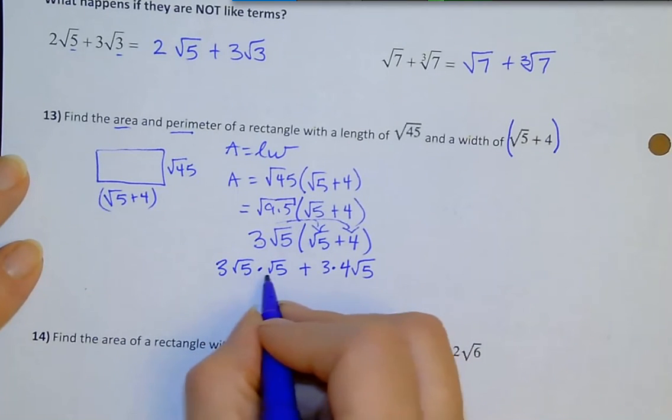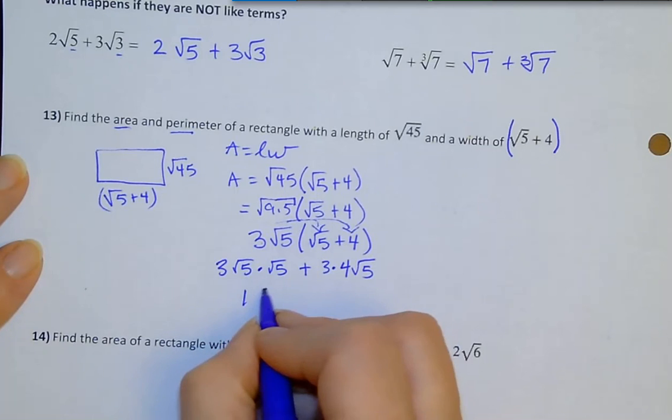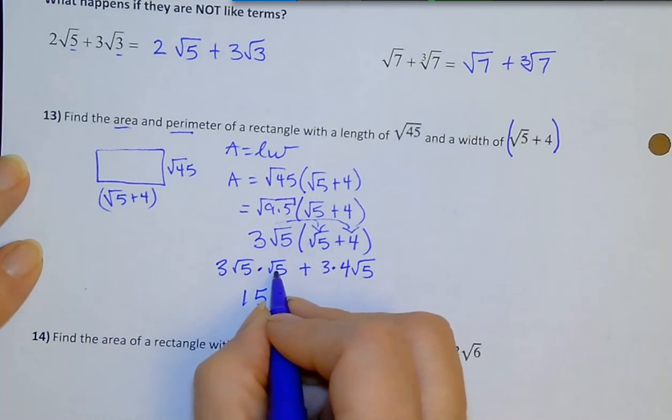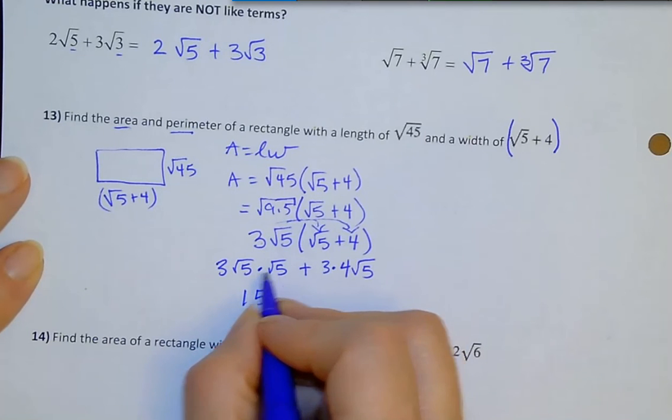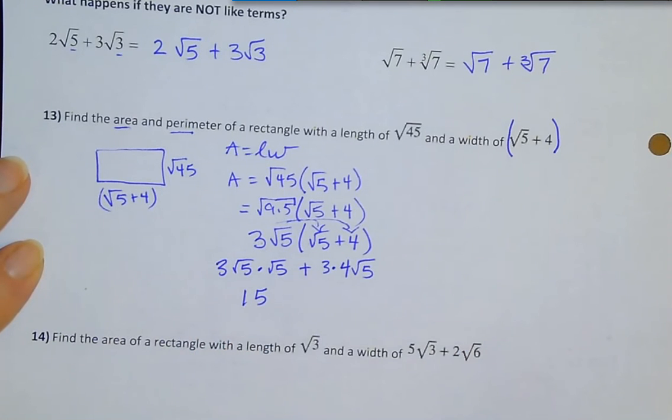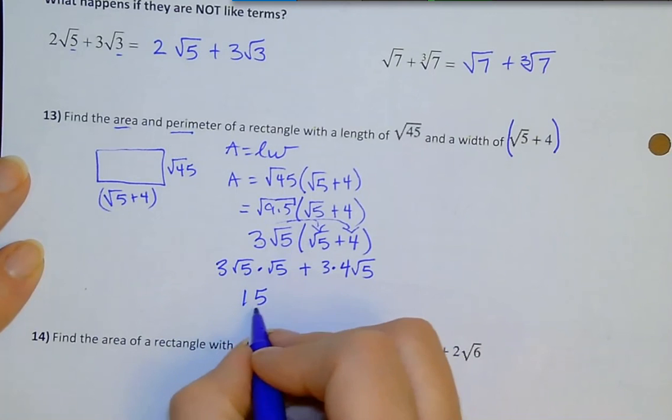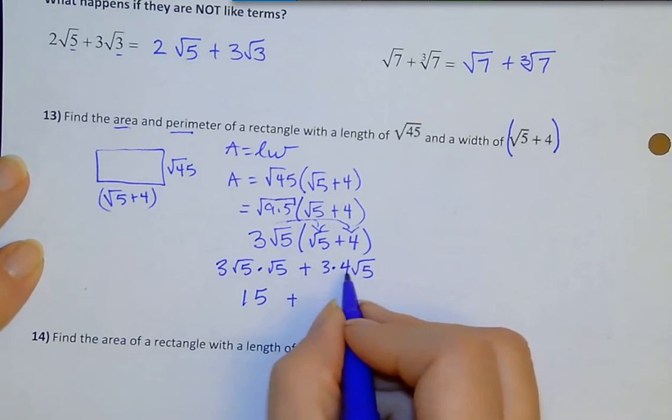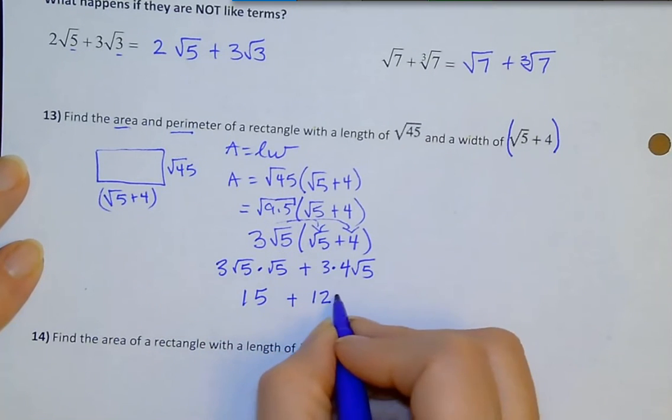Square root of 5 times square root of 5 is just 5. So this is really 15, right? Square root of 5 times square root of 5 is really square root of 25, which is 5 again. So I'm undoing my square root sign there. So 3 times 5 is 15 plus 3 times 4 is 12 times the square root of 5.